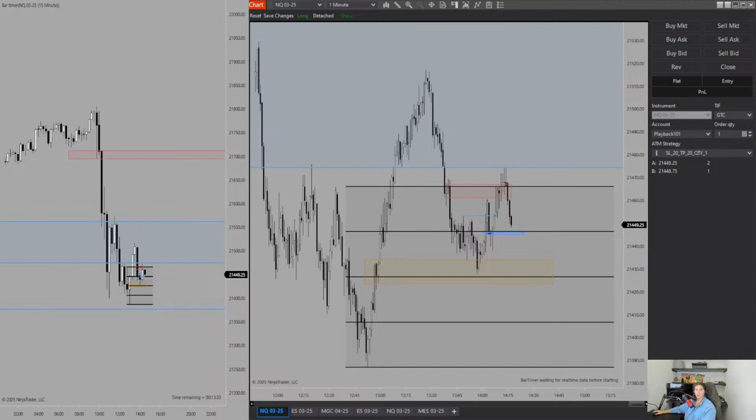That was a pretty decent trade. Not a lot of drawdown, so not bad. Let's see. Execution. So that was a 12-minute trade. One of the longer ones that I've had.